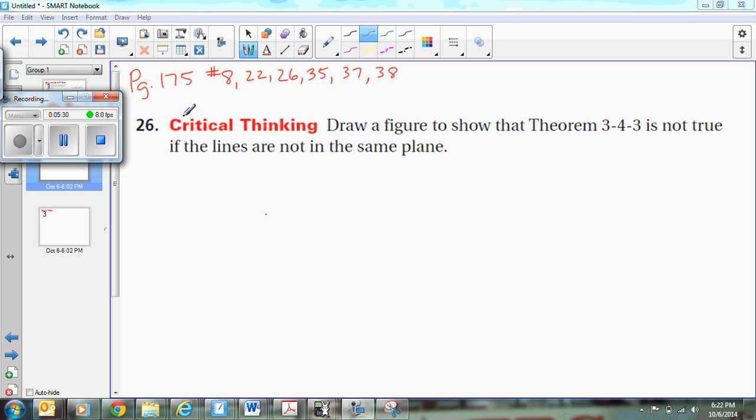Okay, now let's take a look at number 26. It's a critical thinking question. It says, draw a figure to show that theorem 3-4-3 is not true if the lines are not in the same plane. Okay, first of all, what does this 3-4-3 mean?